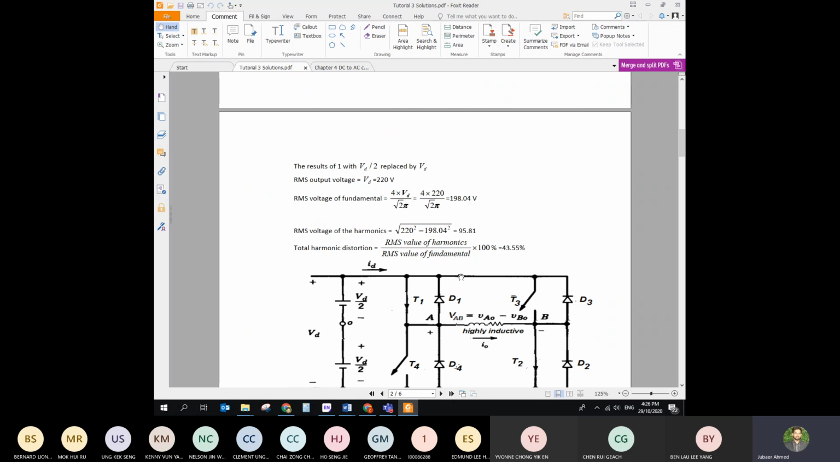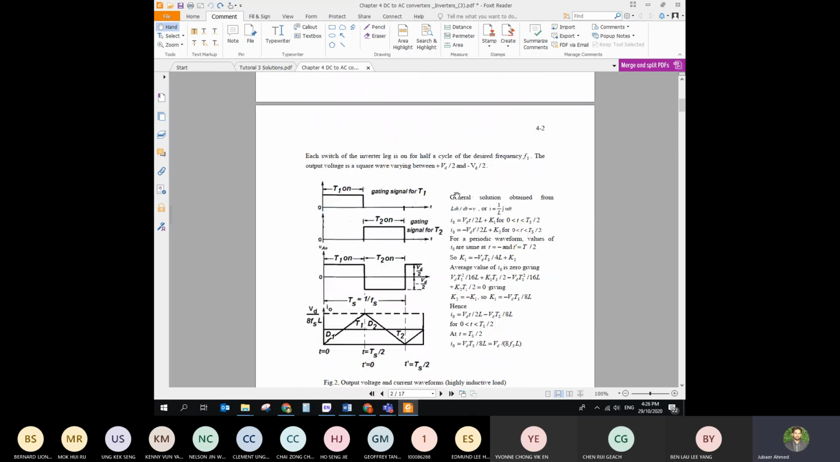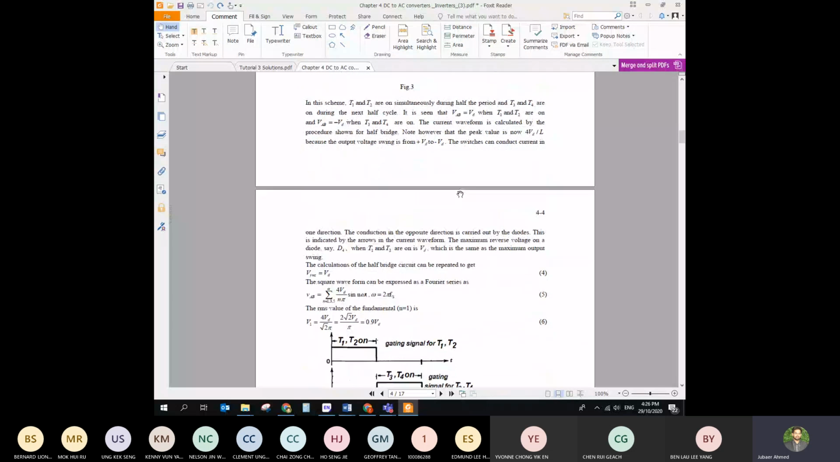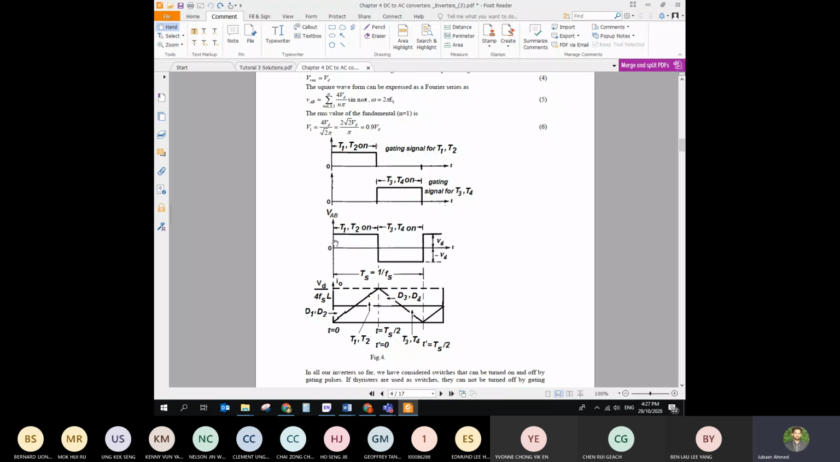So the RMS output voltage. Let me look at the circuit given. This is your normal operating situation: when T1 and T2 are on, the output is positive. When T3 and T4 are on, the output is negative. But the difference between half bridge and full bridge is that in a full bridge the magnitude is not VD by 2; the magnitude is VD. That means the full VD is conducted, the full voltage you can get at the output side. So in this particular problem you're using 220.